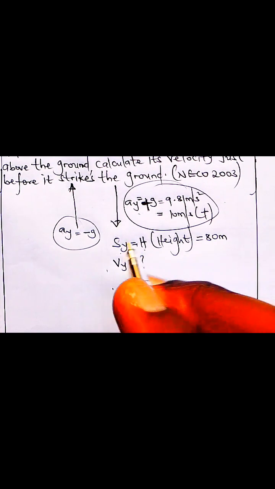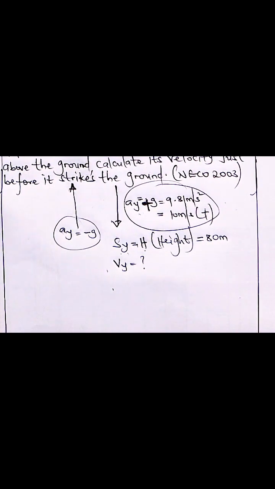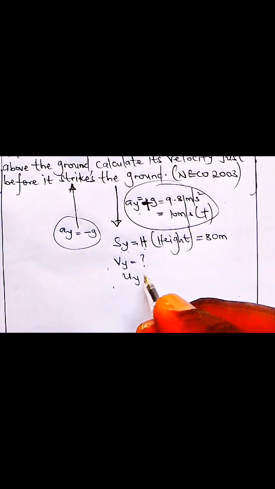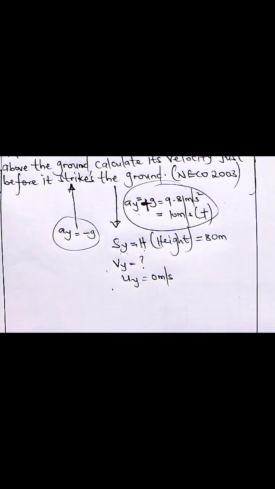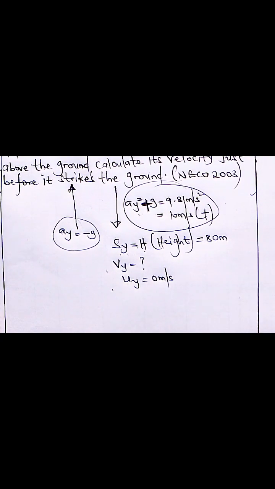It's unknown. This stone was released, which means the stone was at rest before it was dropped. So the initial velocity of the stone was 0 meters per second. Initial speed is always 0. Now, note something. If the body is being thrown up, projected into the air from somewhere, the final velocity or speed is always 0 meters per second.